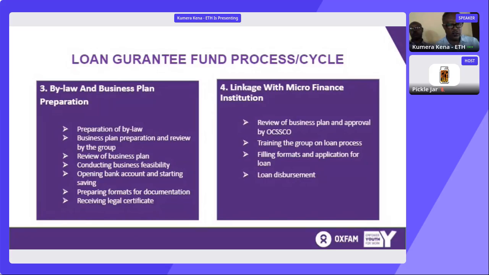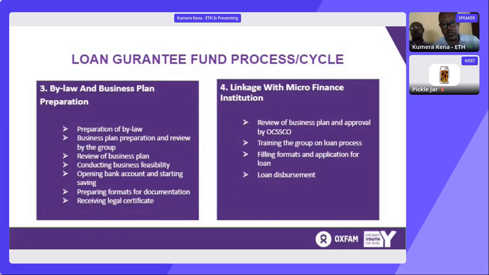Preparing formats for documentation is the next activity. And the final activity in this component is receiving legal certification from the government. And the fourth component is linkage with microfinance institutions.